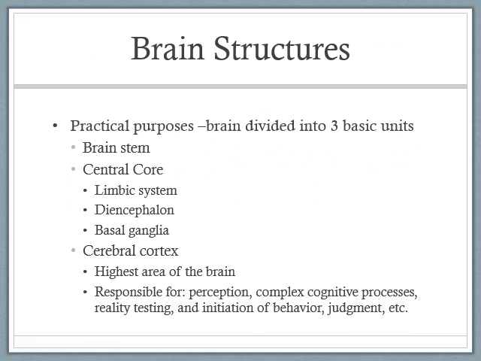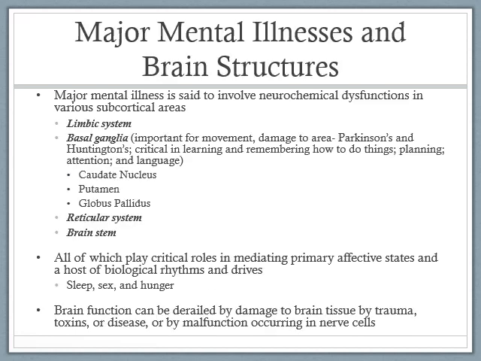Brain structures, going way back into biology. So for practical purposes, the brain is divided into 3 basic units. You have your brain stem, you have your central core, which is your limbic system, diencephalon, and basal ganglia, and then you have your cerebral cortex, which is the highest area of the brain, and this is the area that is responsible for perception, complex cognitive processes, reality testing, and initiation of behavior and judgment. So your major mental illnesses is said to involve neurochemical dysfunctions in various subcortical areas, such as your limbic system, which I briefly spoke about as being that emotional epicenter.